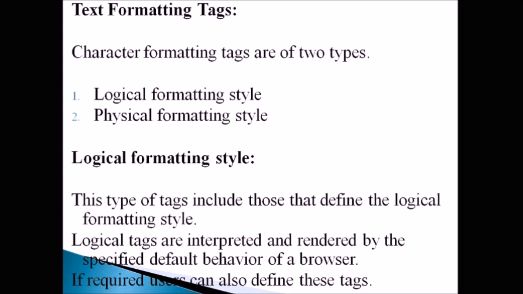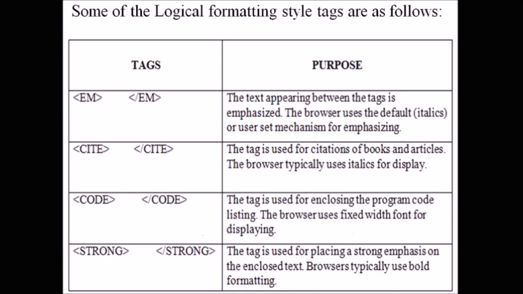If required, users can also define these tags. They have the default behavior and users can also include their own definition for those tags. Some of the logical formatting tags are given here. The first one is EM with its closing tag. The purpose of this tag is that the text appearing between the tags is emphasized. Emphasized means this tag tells that some special importance or value is to be given to something displayed. The browser uses the default, that is italics, or a user-set mechanism for emphasizing.